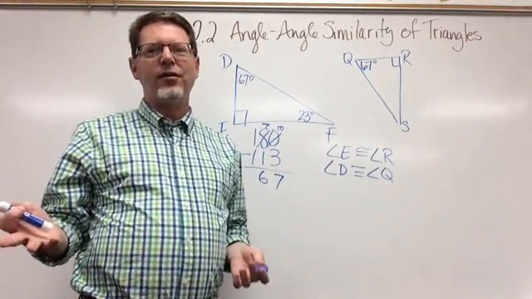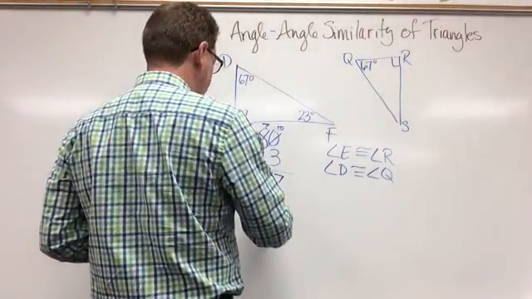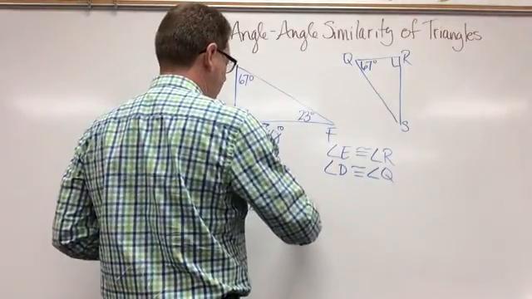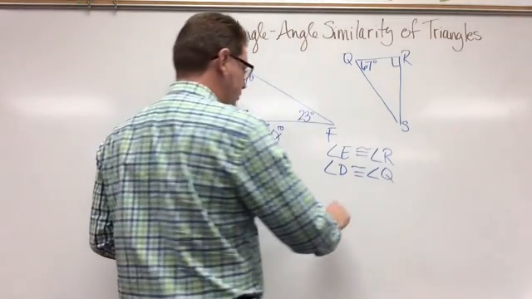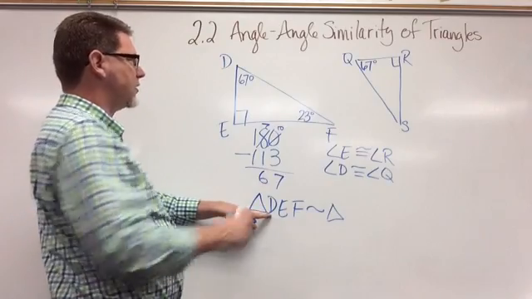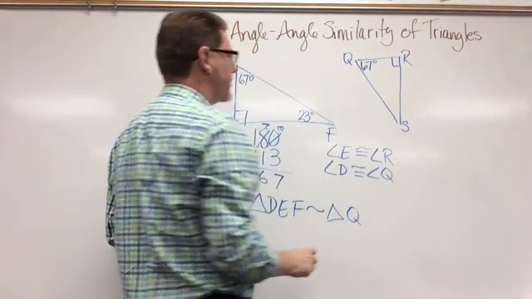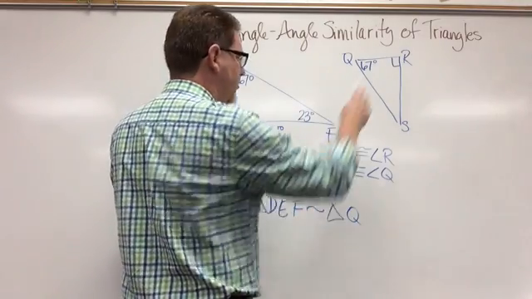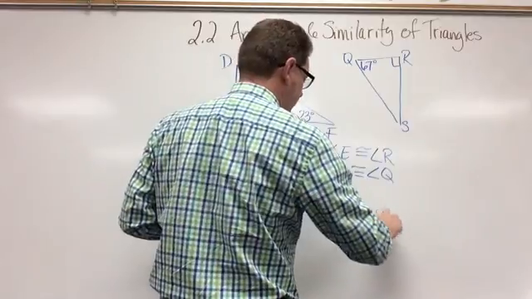So I now know that my triangles are similar, so I could write it out. Triangle DEF is similar to, one squiggly, triangle, we've got to match the angles. D is corresponding to Q because they're both 67 degrees. E corresponds to R, so it has to come next. And then F corresponds to S, so it comes next.